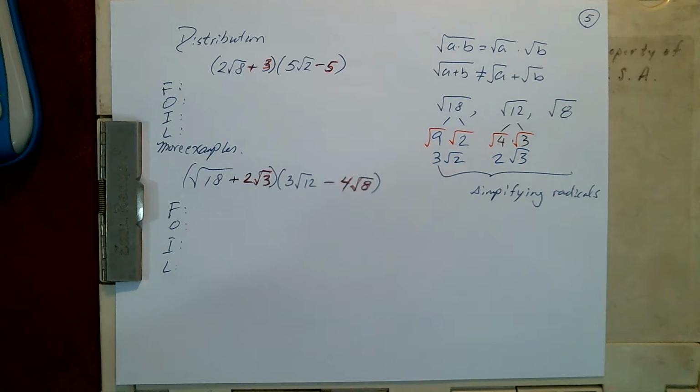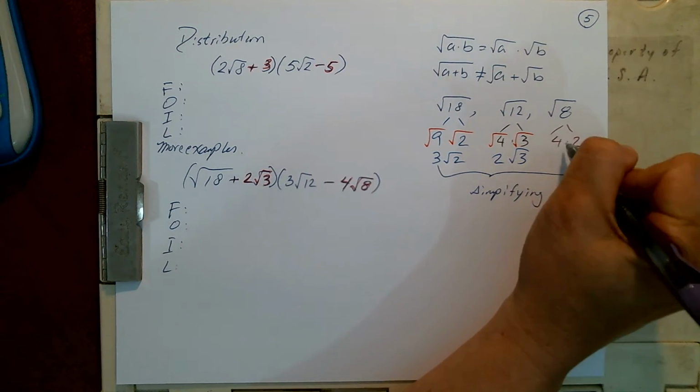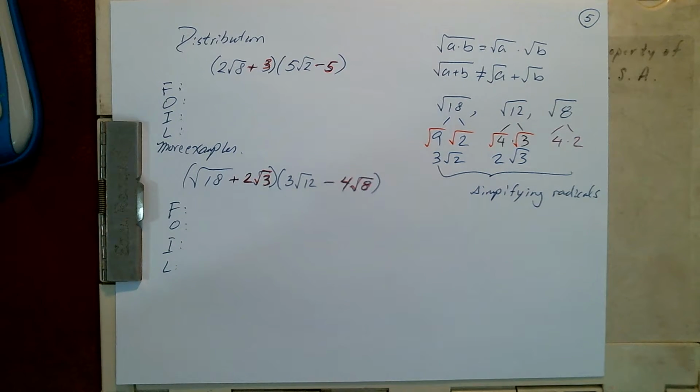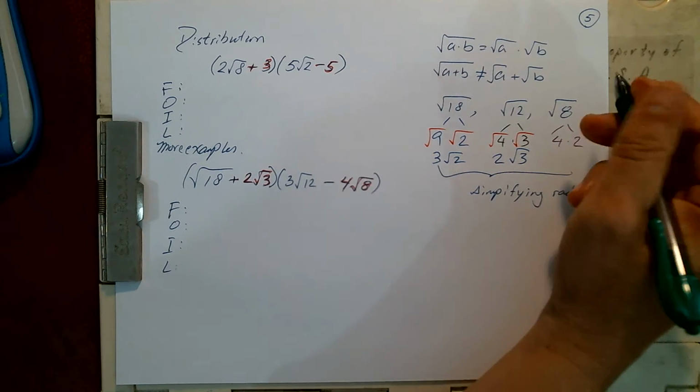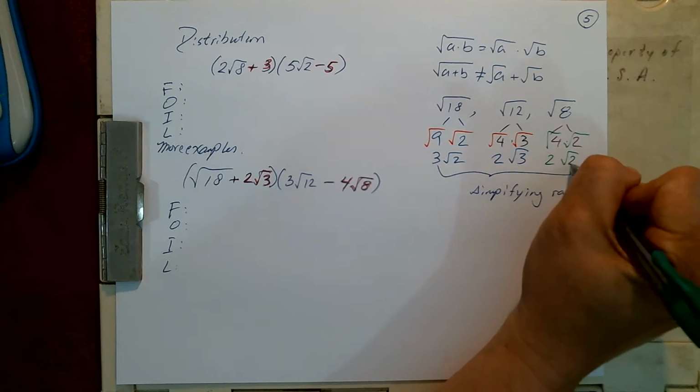The square root of 8, branch it out again. It's going to be 4 times 2. That's a perfect square. And then square root both sides. Practice these. It's going to get easier. 2 square root of 2.